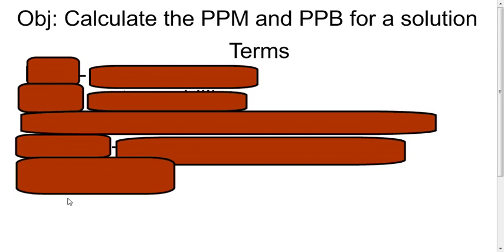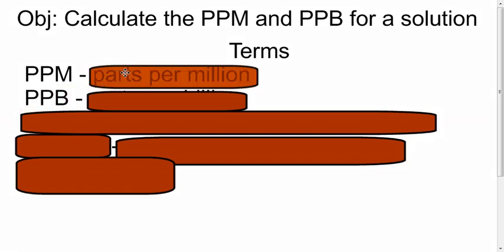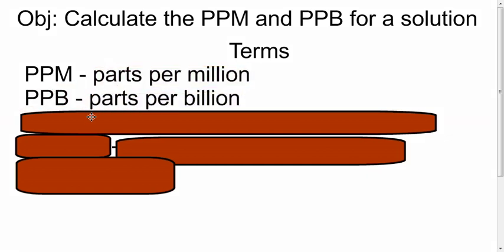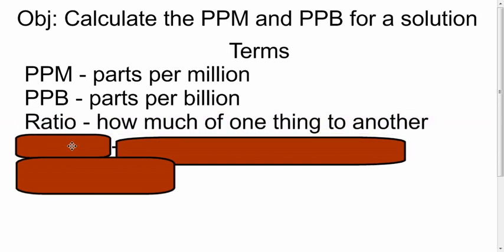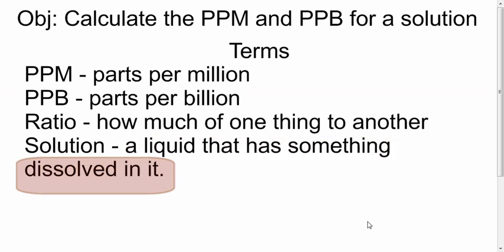The purpose of this is for you to be able to calculate parts per billion and million for a solution. Now these terms, ppm and ppb, they mean parts per billion and parts per million. A ratio is how much of one thing to another, and a solution is when you've got a liquid that has something dissolved in it.